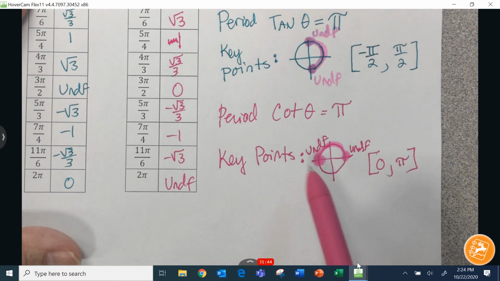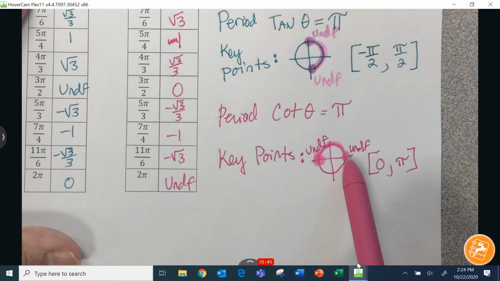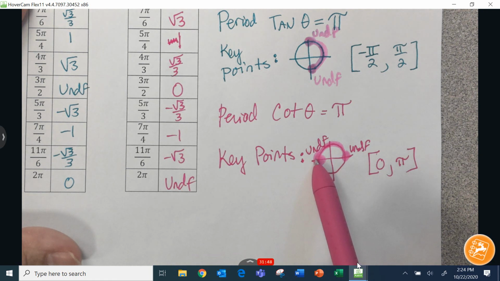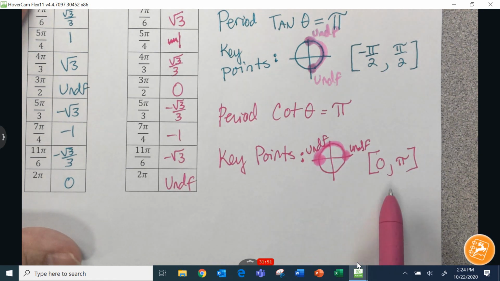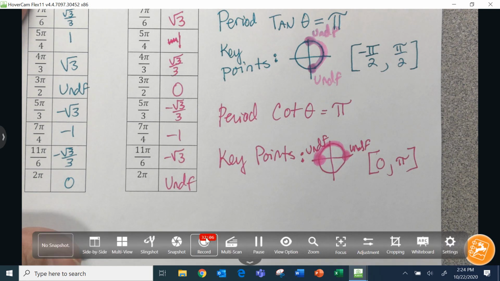And then for cotangent, we're starting at undefined and ending at undefined. So I can go from 0 to pi for cotangent. So these values are different between tangent and cotangent and different than sine and cosine. So the rest of this, I have a video, which I can post for you guys.